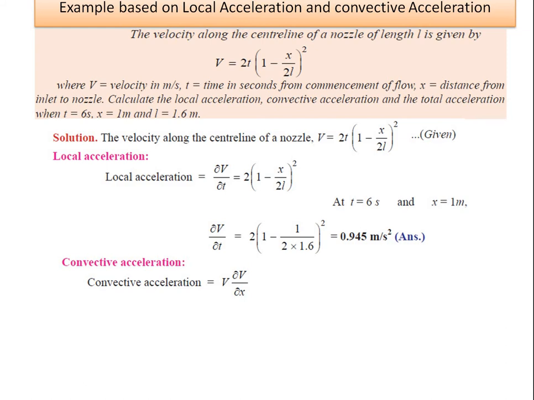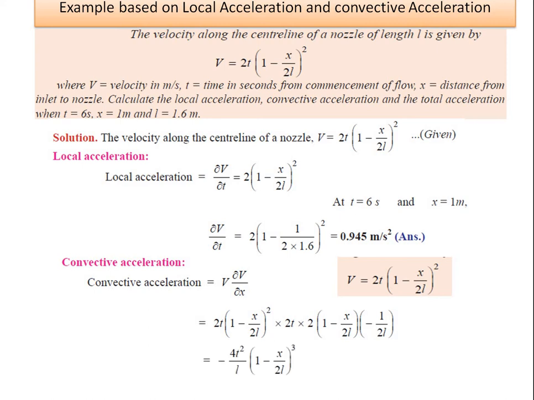Now convective acceleration. We know that convective acceleration is nothing but V into ∂V/∂x. Here V is equal to 2t into (1 minus x divided by 2L) whole square. So we can write it as 2t into (1 minus x by 2L) whole square into 2t into 2 into (1 minus x by 2L) into minus 1 by 2L. Here again we have taken the product and its derivative. So it is 4t square by L into (1 minus x by 2L) cube.